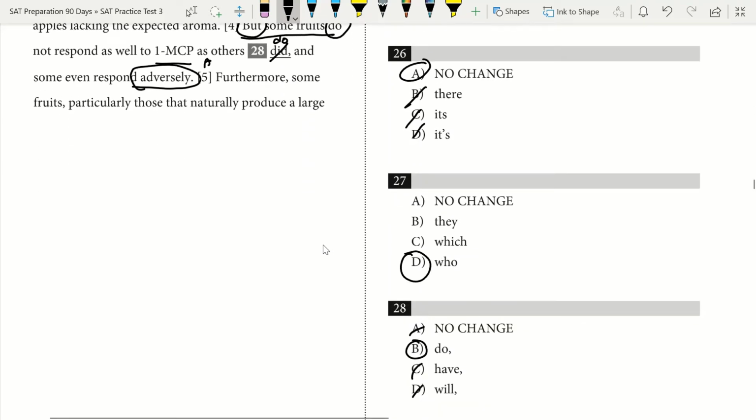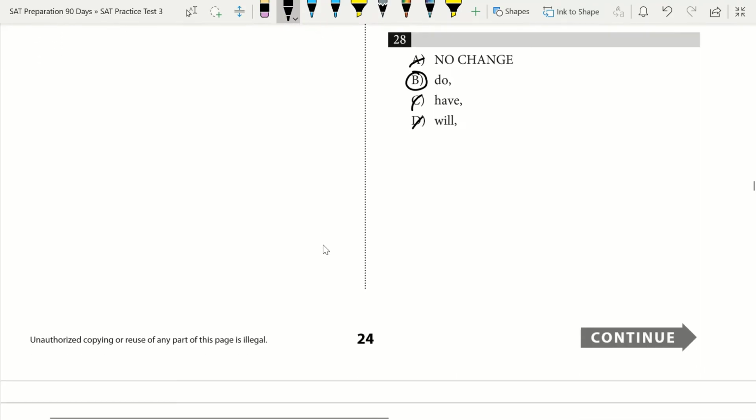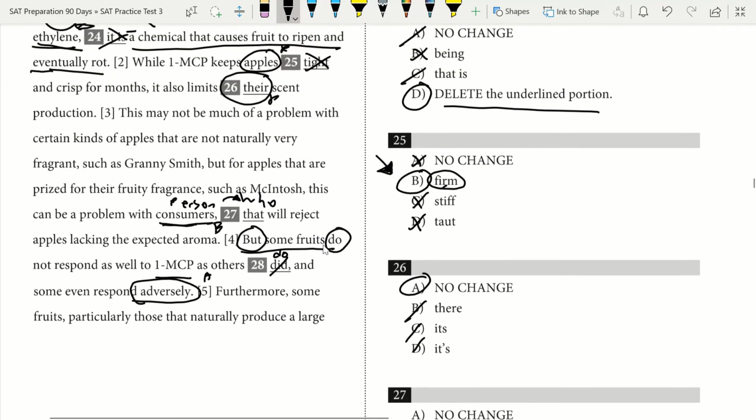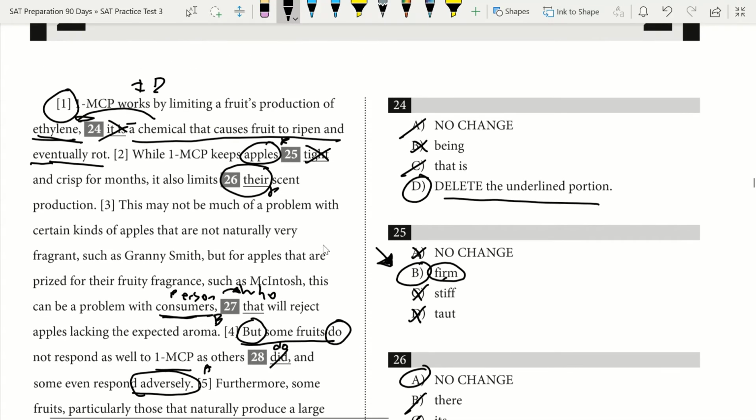All right, and then we already answered 28 as being "do," and we can go ahead and move on. Or I'm sorry, as far as placing our sentence 4, we wanted to find a place where before it we indicate a contrast and then start talking about fruits that respond adversely, right? And we see that that happens right here. Okay, we say "it also limits their scent production."